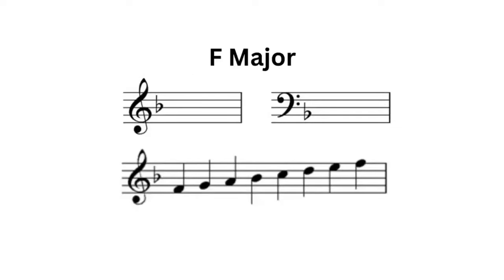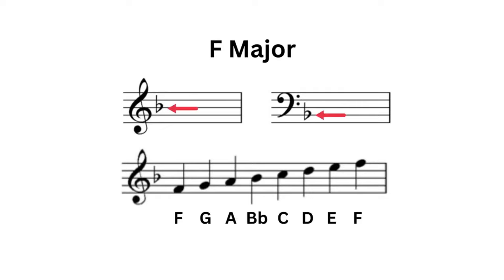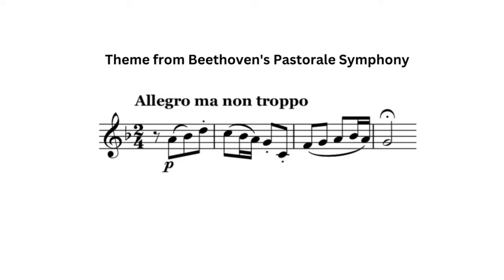Lastly, let's take a look in F major, which has one flat, B flat. The flat is written on the middle line in the treble clef. In the bass clef, the flat is written on the second line from the bottom. If a piece of music was written with notes mainly from the F major scale, which are F, G, A, B flat, C, D, E, F, the piece is in F major. Let's listen to some music in F major.